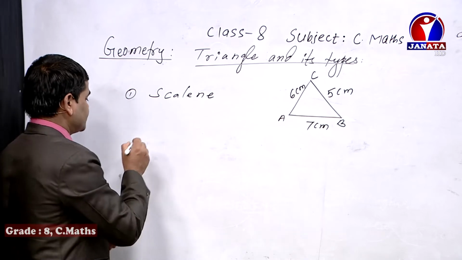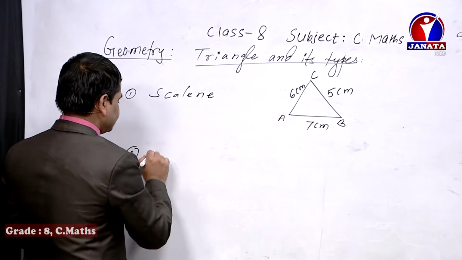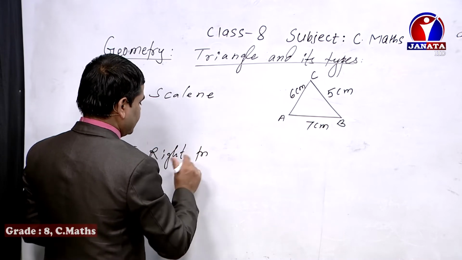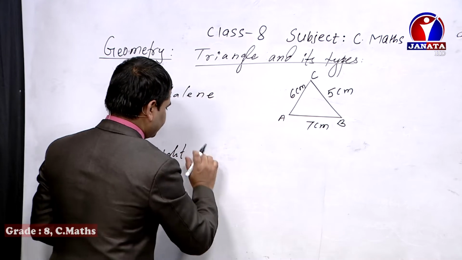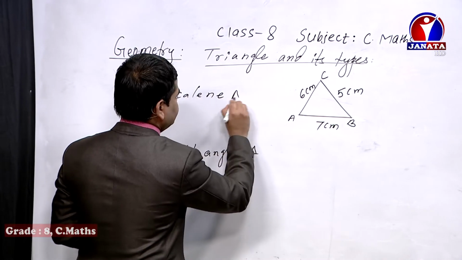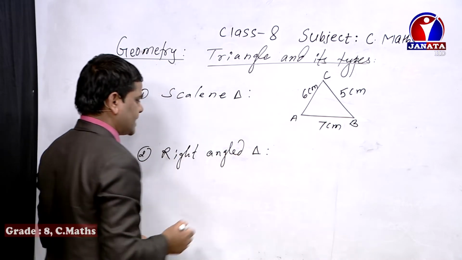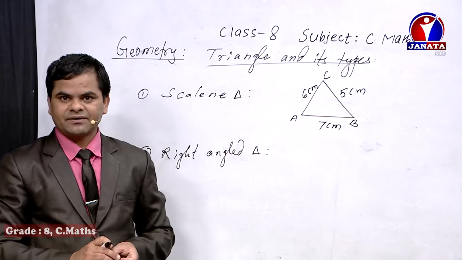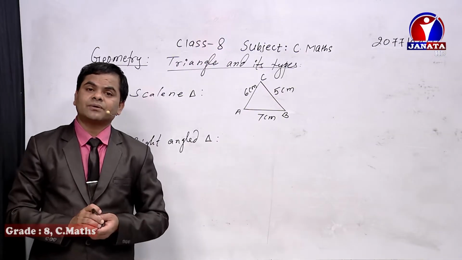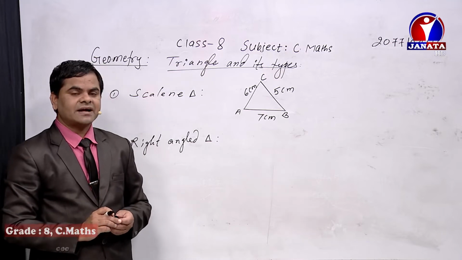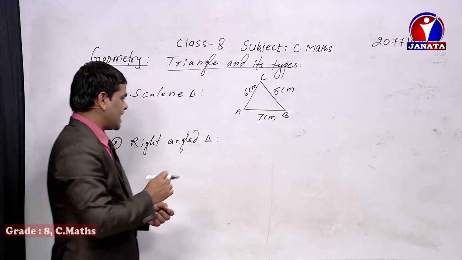Another one, dear student, let's take a right angle triangle. You know about this triangle, right angle. This is a scalene triangle, and also a right angle triangle. A triangle having one angle of 90 degree. Among those three angles of the triangle, if one angle is of 90 degree, that type of triangle is known as a right angle triangle, dear friends.